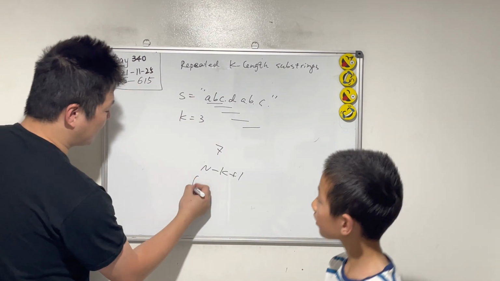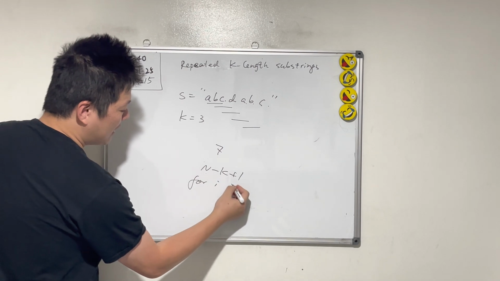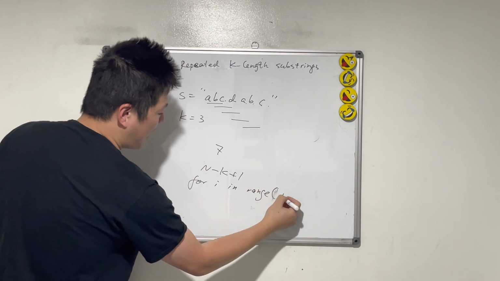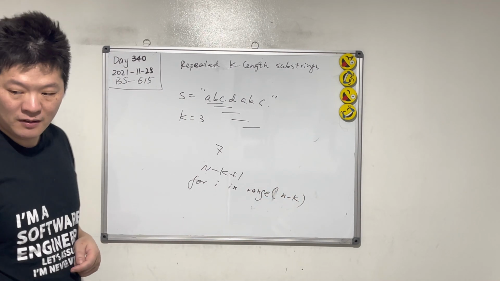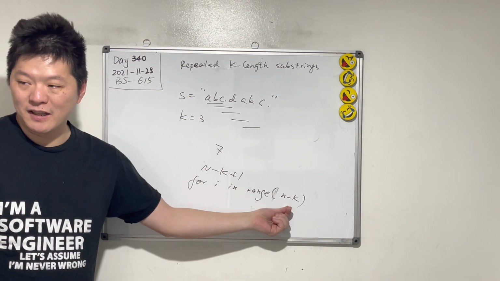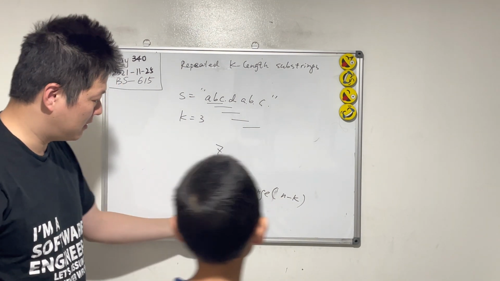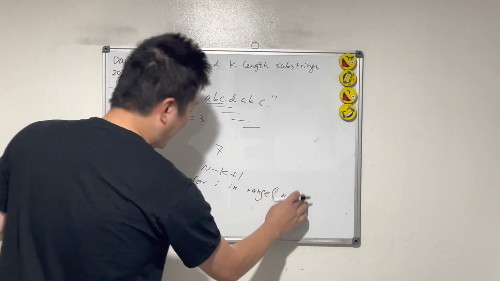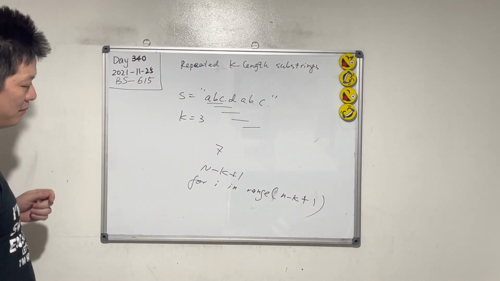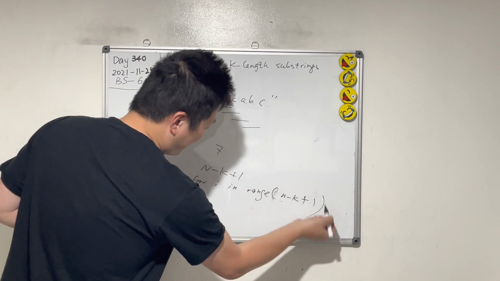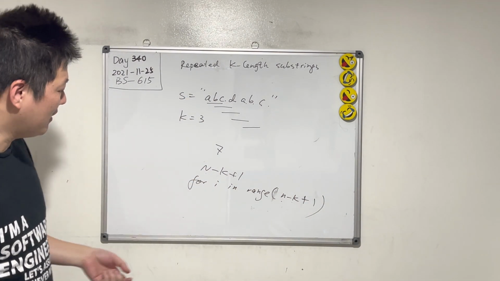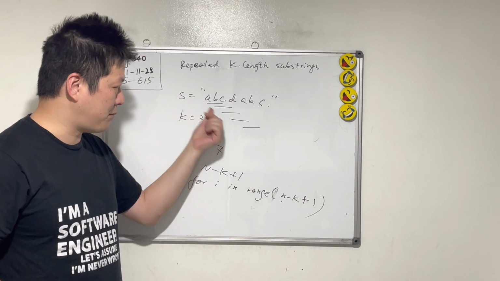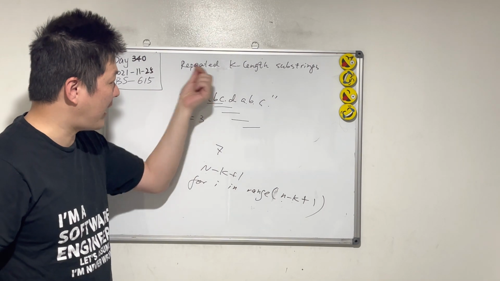Because we can do this. How can we iterate? For i in range, start from 0 to n minus k. How many iterations? No, n minus k plus 1. So there are n minus k plus 1 iterations. So now this is the way of finding all the substrings with length k.